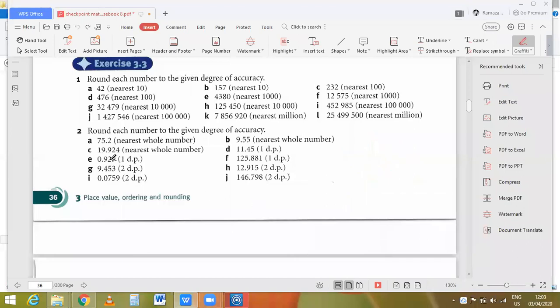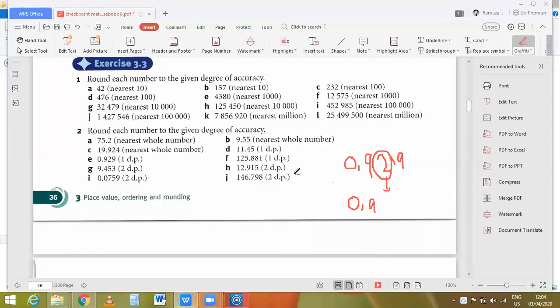Okay, this one, 0.929 again. So first decimal place. What is the first decimal place here? This is 9. Who is my boss? This is the boss. It will tell us now. The 2 is less than 5, that's why we'll go down. So the answer is going to be 0.9.